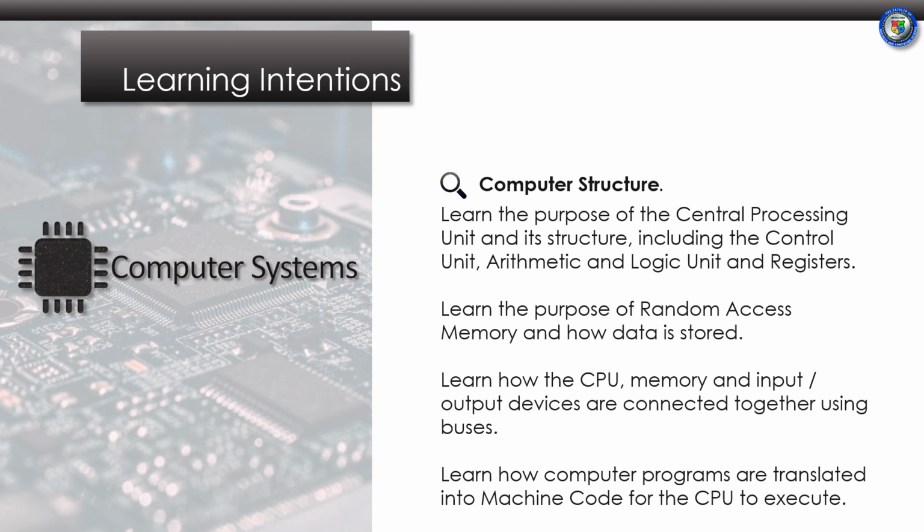These are as follows. We will learn the purpose of the central processing unit and its structure, including the control unit, the arithmetic and logic unit, and the registers. We will learn the purpose of random access memory and how data is stored. We'll learn how the CPU, memory, and input-output devices are connected together using buses, and we'll learn how computer programs are translated into machine code for the CPU to execute.